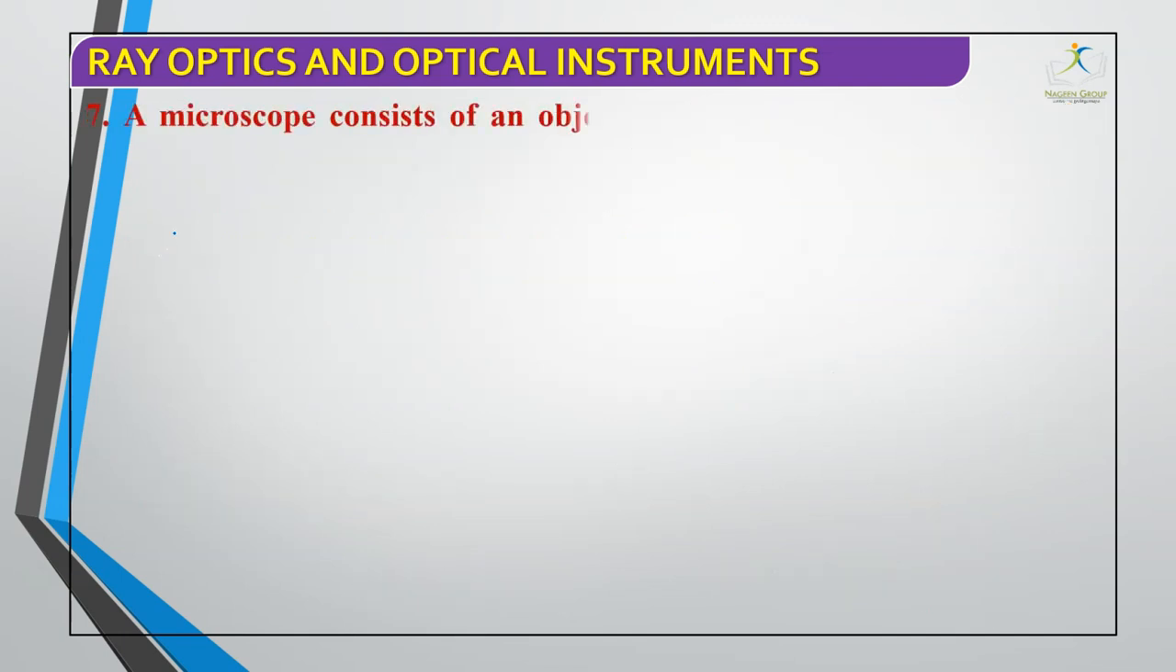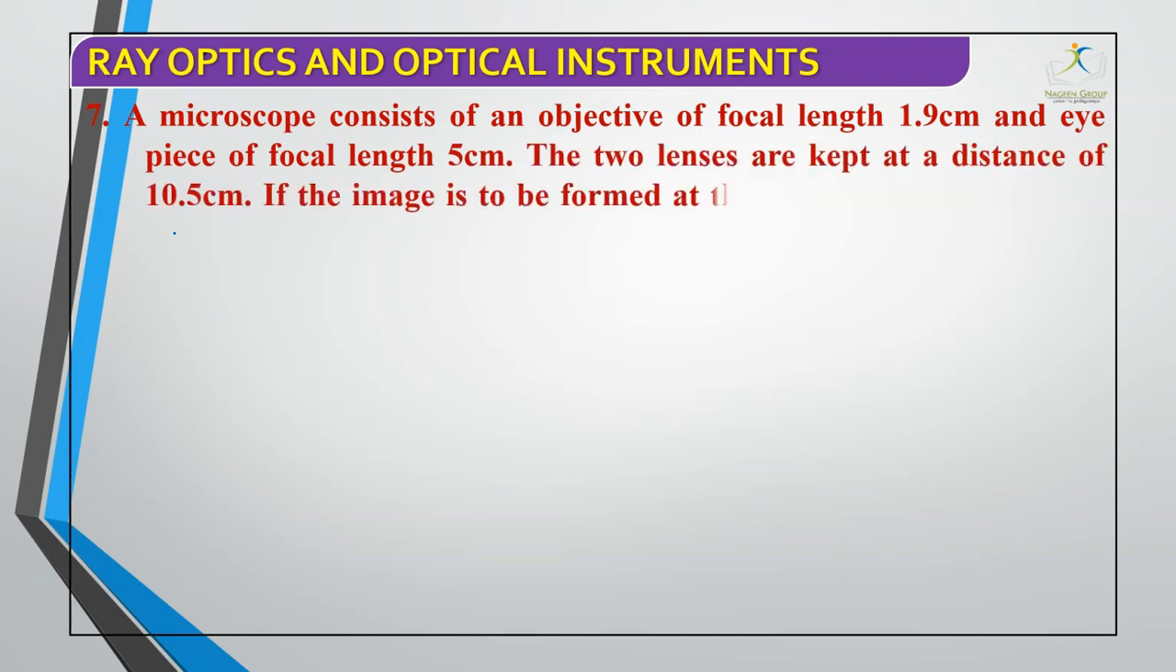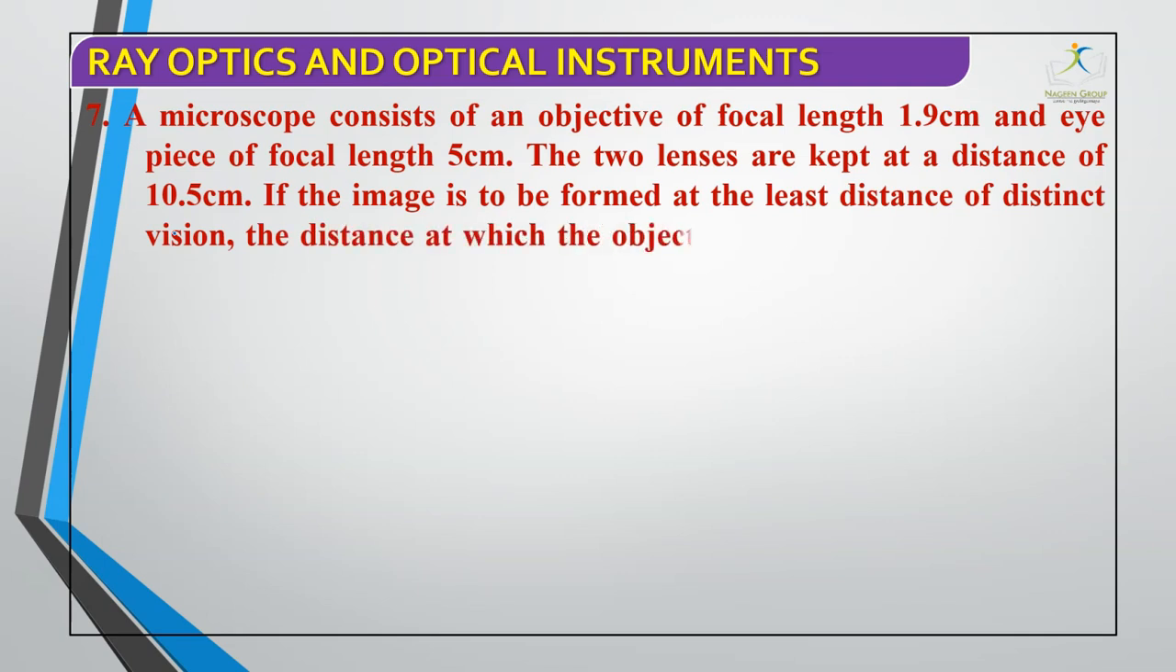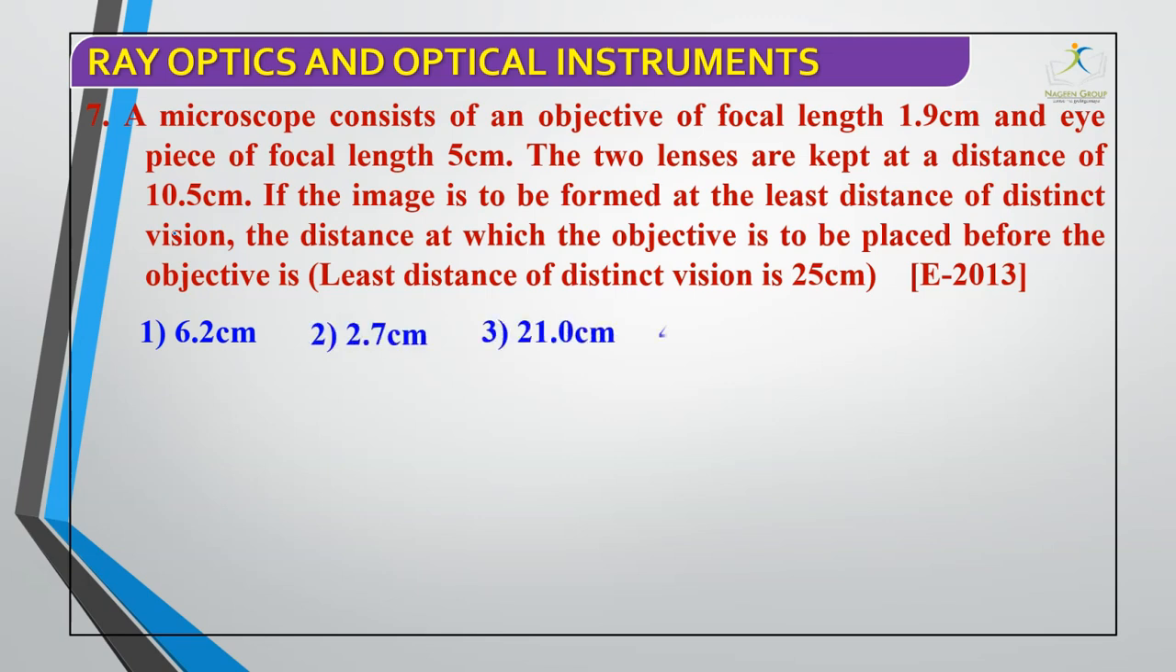Next question: a microscope consists of an objective of focal length 1.9 cm and an eyepiece of focal length 5 cm. The two lenses are kept at a distance of 10.5 cm. If the image is to be formed at the least distance of distinct vision, the distance at which the object is to be placed before the objective is: here we are given a hint, that the least distance of distinct vision is 25 cm. Options we have 6.2 cm, 2.7 cm, 21 cm, 4.17 cm.